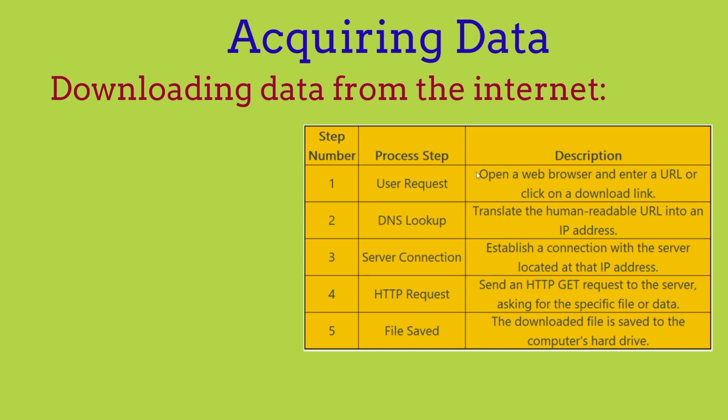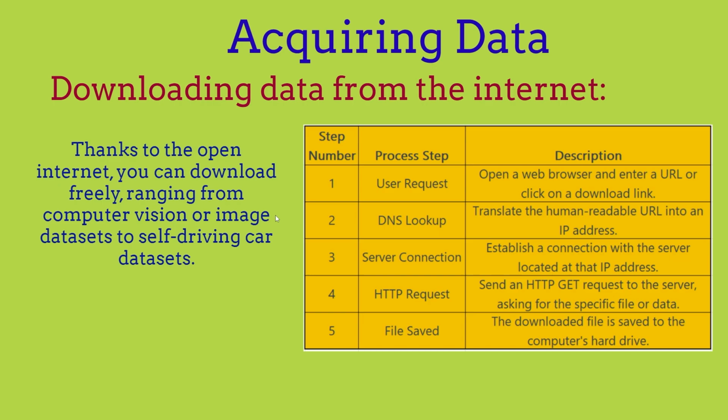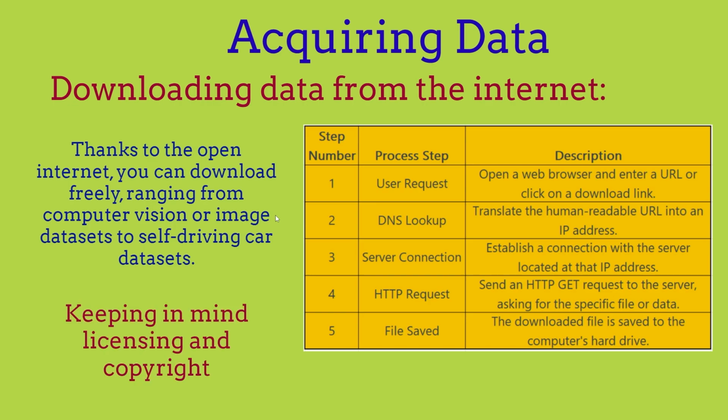So now we're going to talk about how you can actually acquire data and how you can make your model or your application run. Instead of doing all of this manually, you can actually download the data from the internet. Thanks to the open internet, you can freely download information or data, ranging from computer vision or image datasets to self-driving car datasets. You can find basically any type of data you want on the internet. But just keep in mind that some of them are free, but some of them are also subject to licensing and copyright, so you might have to consult with the owner on whether you can actually use their data.